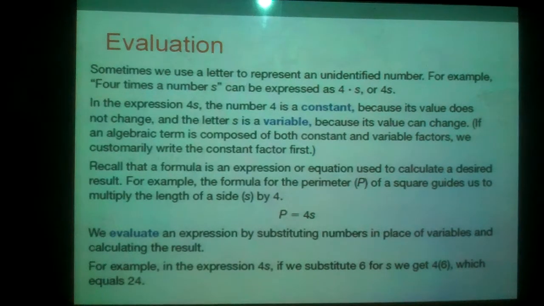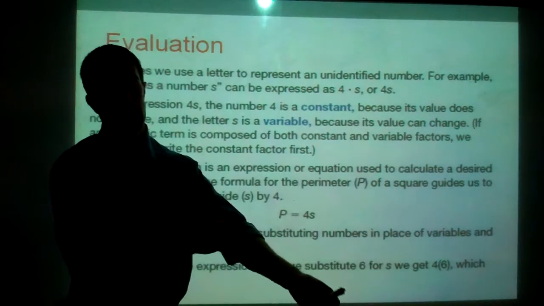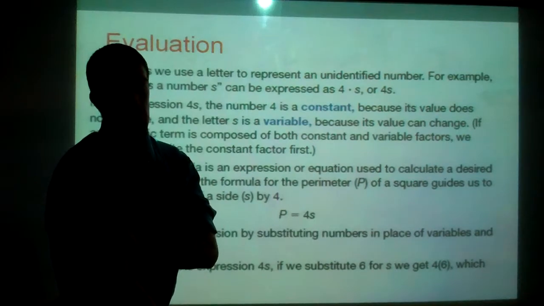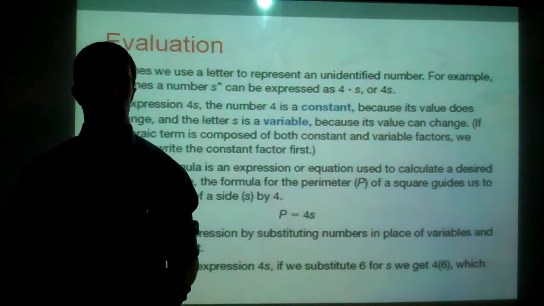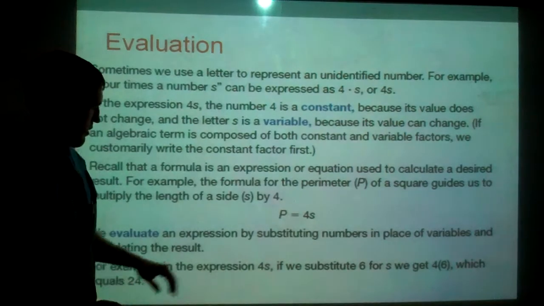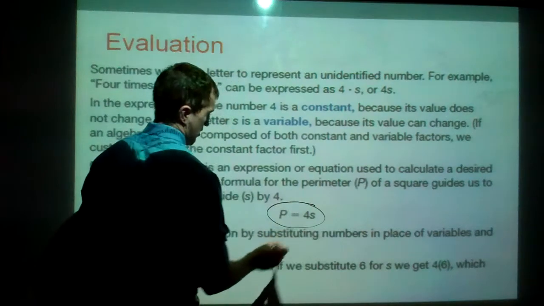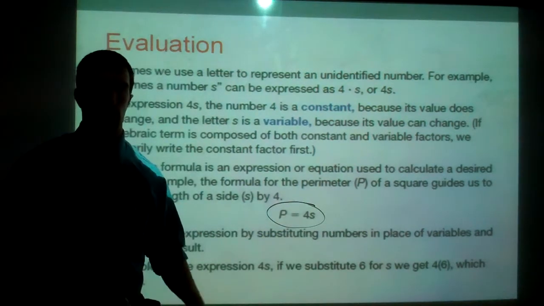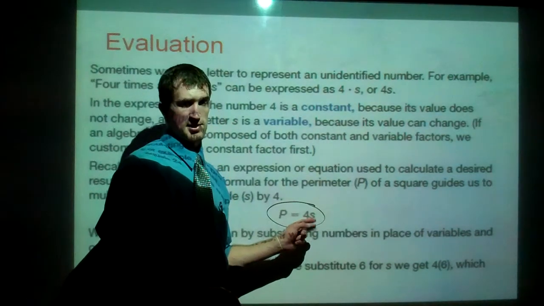Alright, so evaluation, this is a lot of info, and I'm just going to break it down for everybody. Sometimes we use variables in mathematics, and especially we use them a lot in algebra, and those are our letters. Letters in algebra are variables because their values can change. If we look at something like this, P equals 4S, this is technically the formula for the perimeter of a square, where S is the side length.